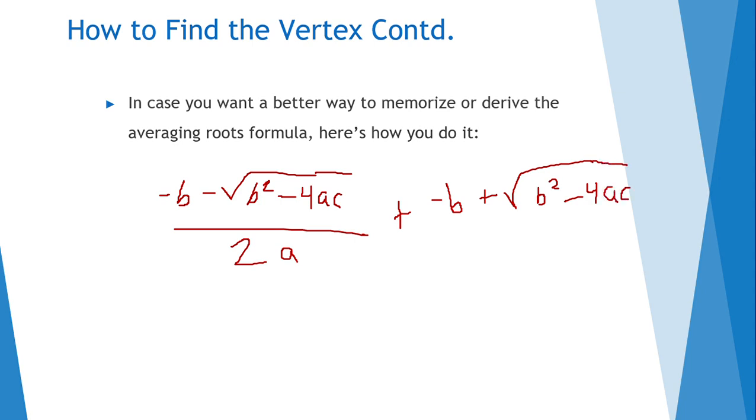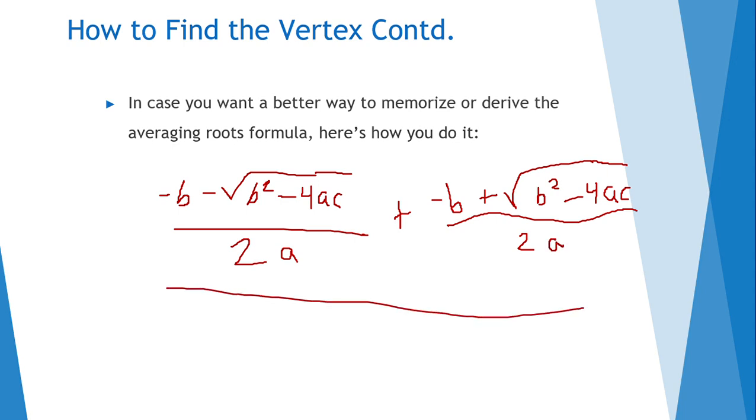Okay, just extend that, and we're going to add that all over 2a. And remember, with our averages, we add the terms and then we divide by the number of terms. And since there's 2 terms, we're going to divide by 2. Forgive my sloppy writing.